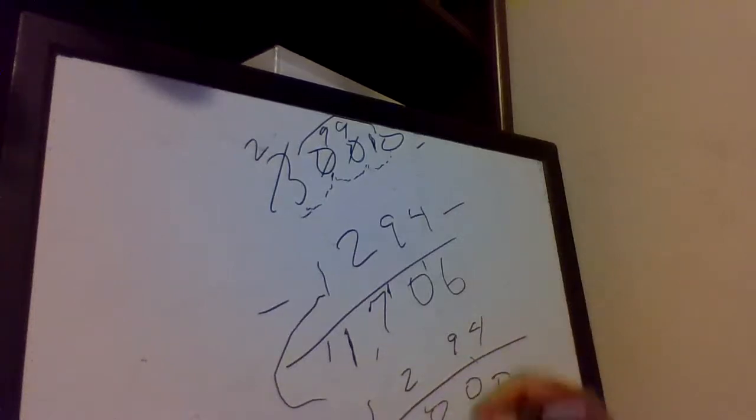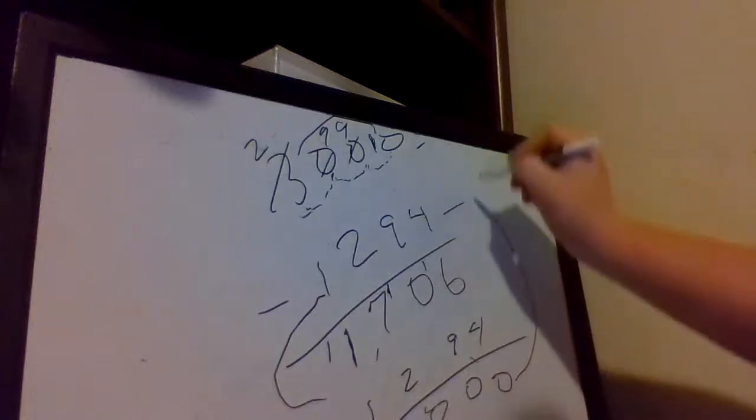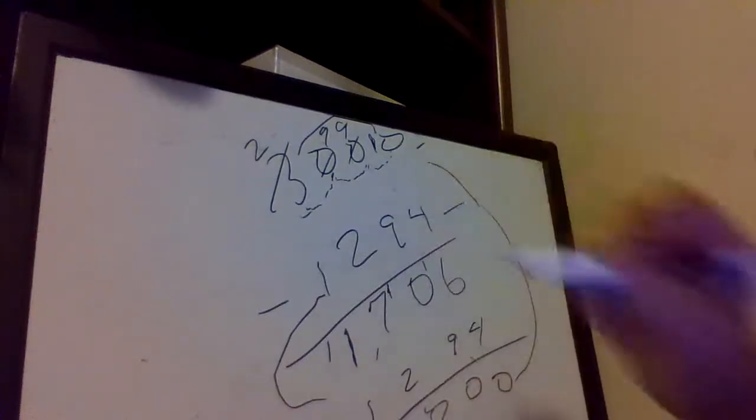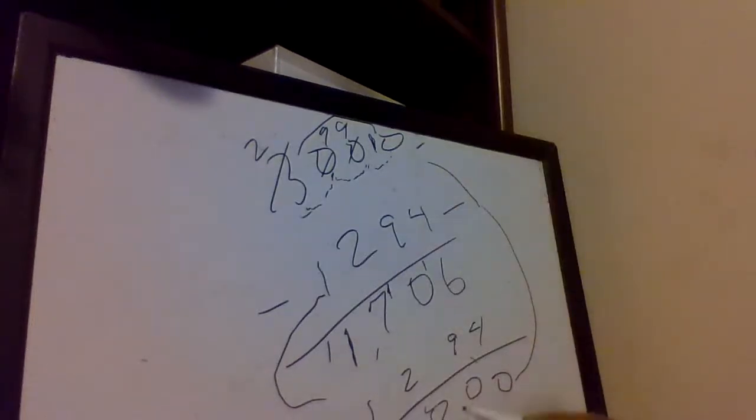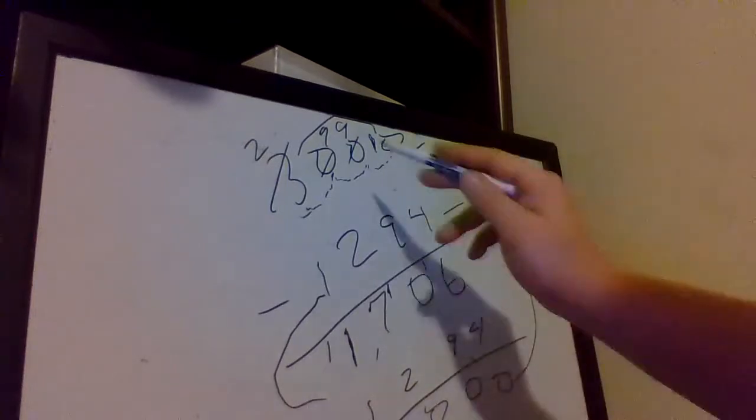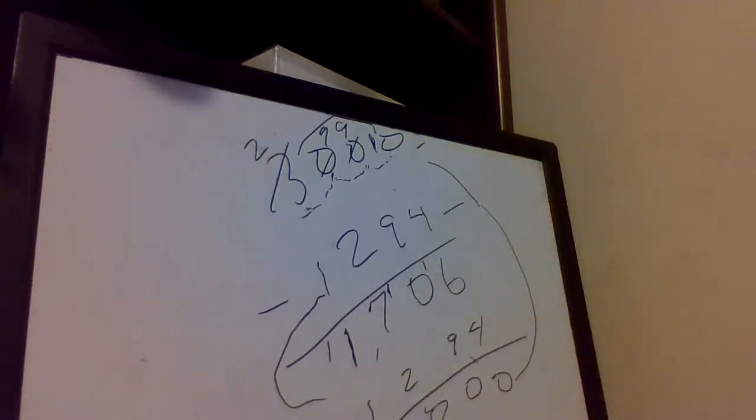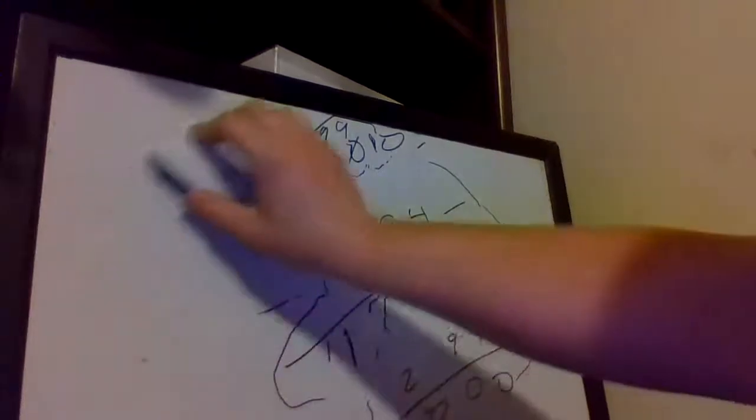So before we scratch this out, as you can see, we started with 3,000. And we ended with 3,000. So we know we're right. So you can do that with as many numbers as you want.